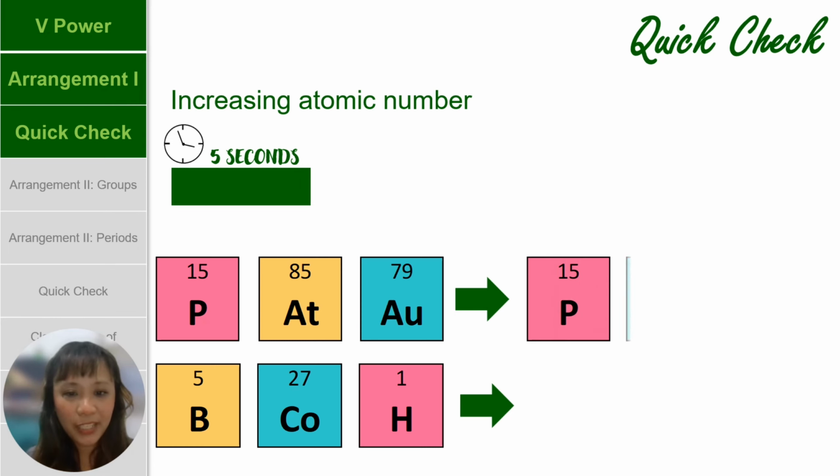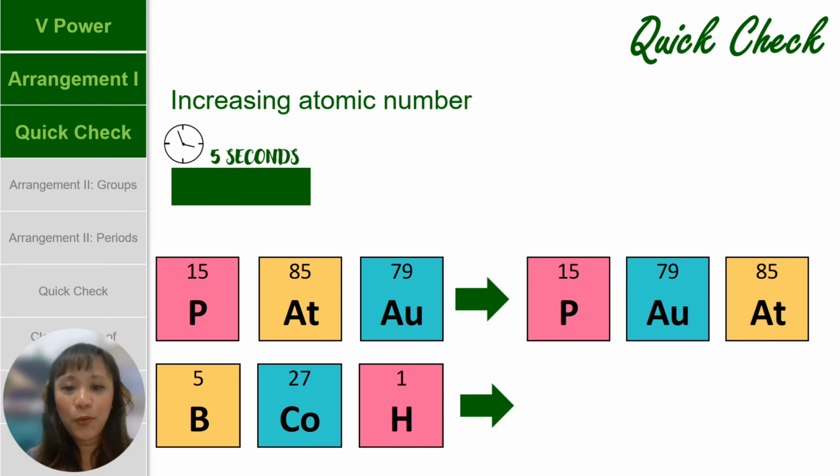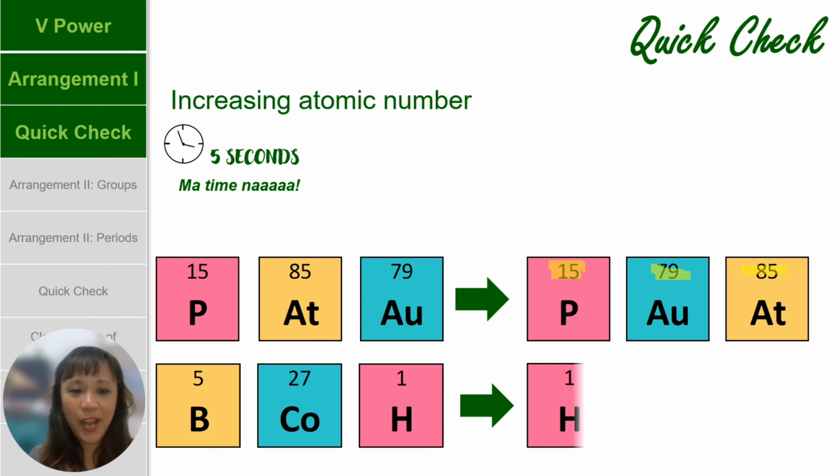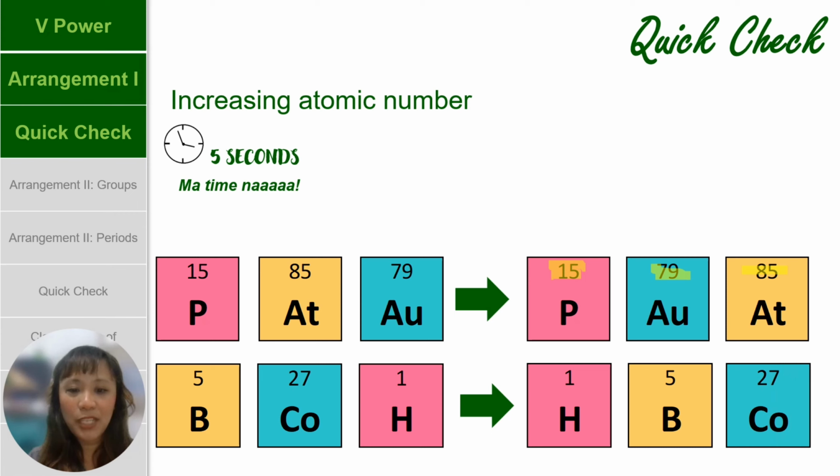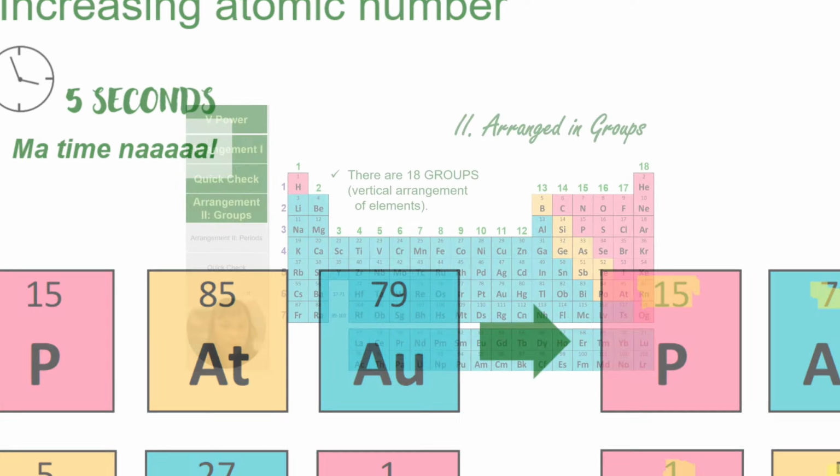Let's see kung correct. So phosphorus mauna kay 15 ang atomic number, then gold kay 79 ang number, and then astatine last kay 85. Another 5 seconds to arrange the elements in example number 2. Let's see kung correct. Of course, mauna si hydrogen kay isa ang atomic number or 1, then masunod si boron kay 5, and last si cobalt kay 27. If you got 2, very good!